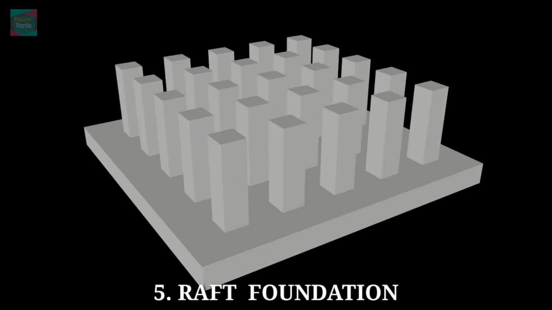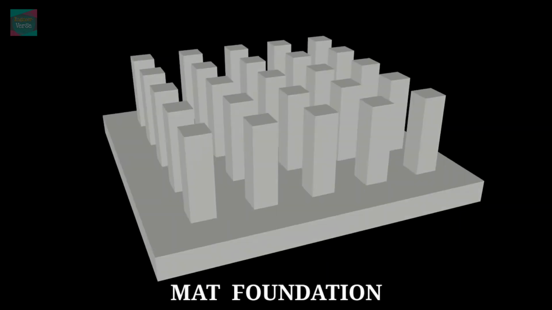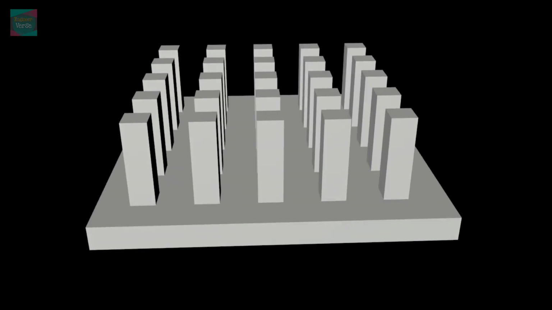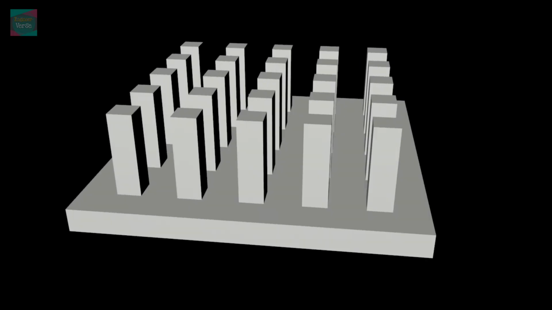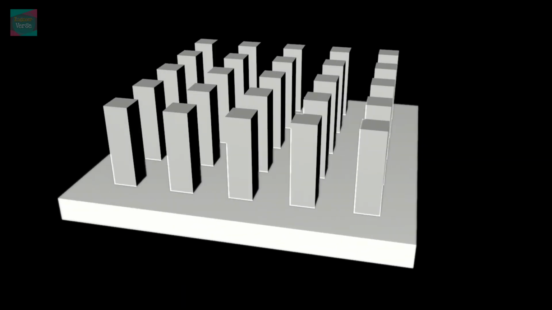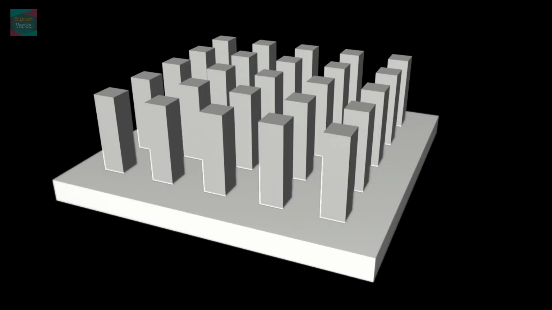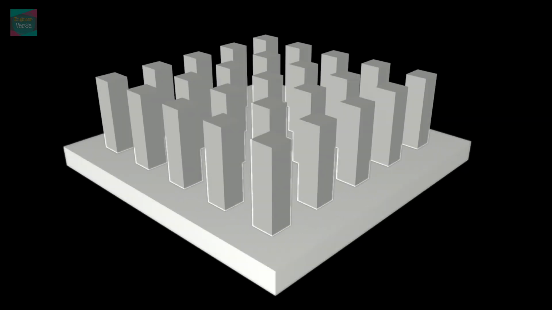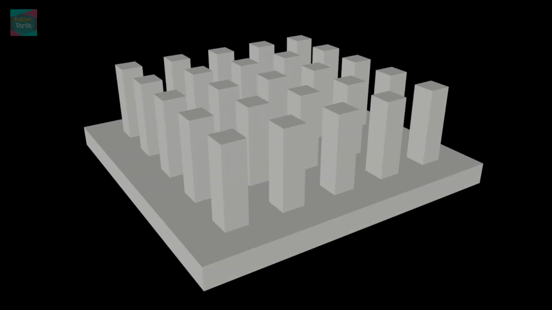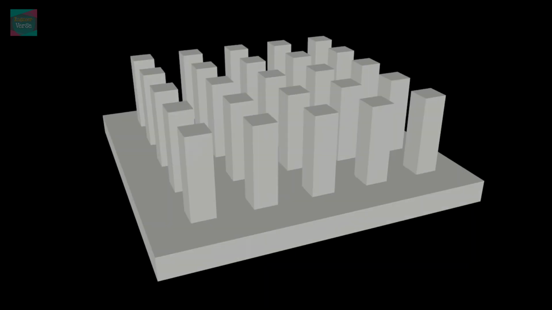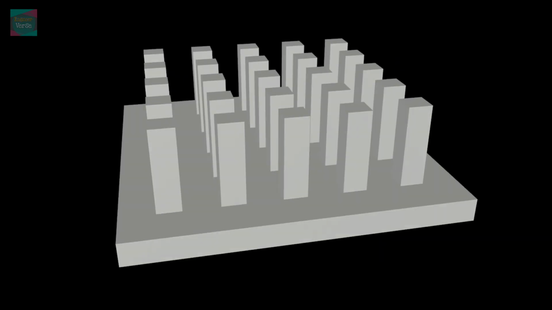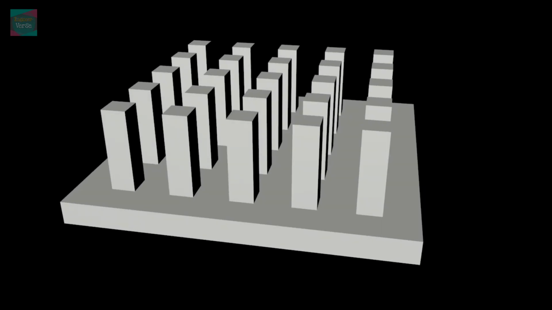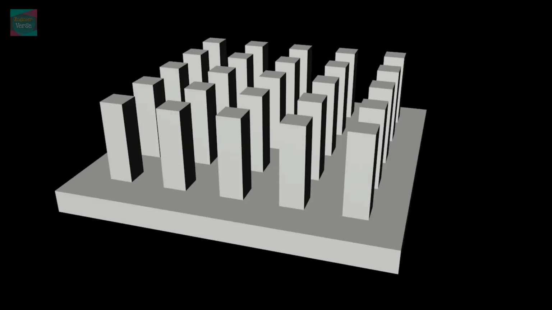Next is the raft foundation. It is also known as the mat foundation. These are special cases of combined footing where all the columns of the building are having a common foundation. Normally, for buildings with heavy loads or when the soil condition is poor, raft foundations are very much useful. It controls the differential settlement and transfer the loads uniformly to the soil. This type of foundation is selected where the soil condition is very poor.